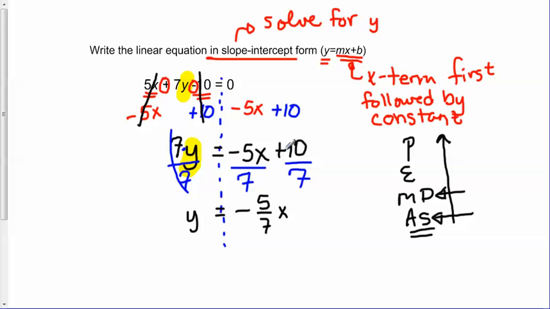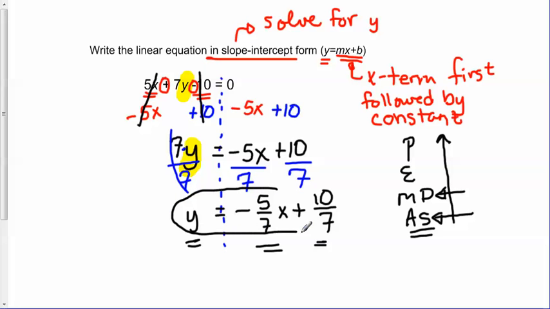This second part, I have a positive divided by a positive, so that's going to stay positive. And 10 divided by 7 doesn't divide evenly, and the fraction isn't going to simplify, so we're just going to leave it in fraction form, 10/7. Don't be tempted to change these to decimals because the decimals are going to be much uglier than the fractions are. So this would be our final answer. We have this in slope-intercept form. The y is by itself, the x term comes first, and the constant term follows it. So here would be our final answer.